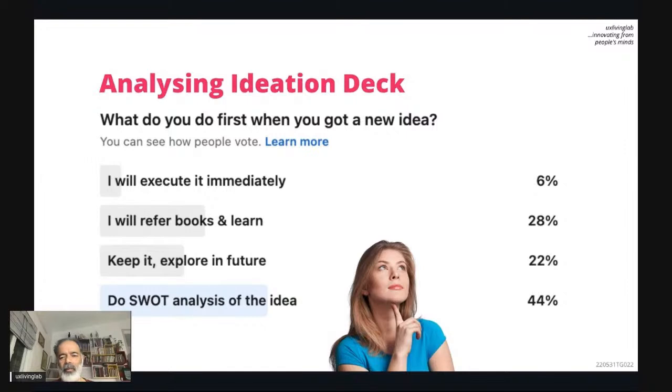44% of people said do a SWOT analysis of the idea. So the majority say they do a SWOT analysis on the idea they have. Then refer to books, then explore, then execute immediately. Keep this result in mind. It's very interesting. We will be analyzing each answer.